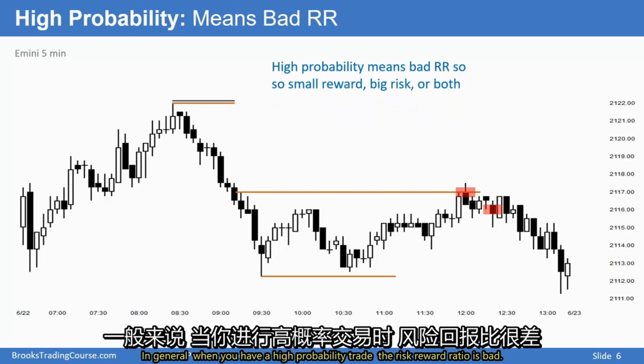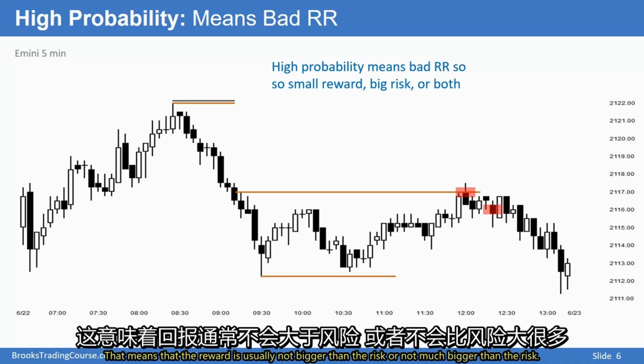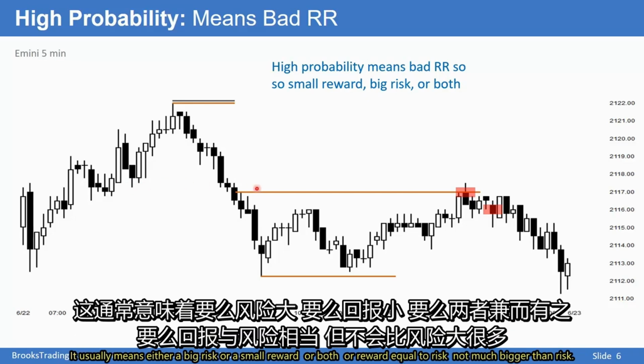In general, when you have a high probability trade, the risk-reward ratio is bad. In other words, the risk-reward ratio is maybe 1 to 1. That means that the reward is usually not bigger than the risk or not much bigger than the risk. It usually means either a big risk or a small reward or both, or reward equal to risk, not much bigger than risk.